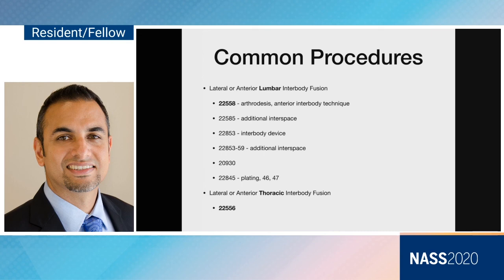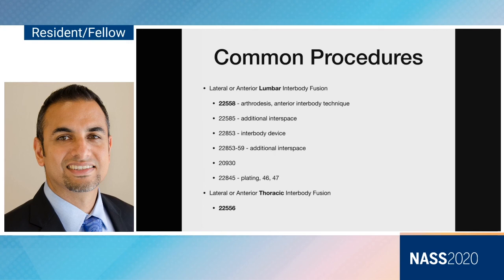If you do a separate level, this numerical scheme is a little off, but it's 22585. If you place a cage at that level, 22853, that represents the cage itself. If you did a 2-level lateral interbody fusion, let's say, or an ALIF, then for the second level, you can't use the same 22853, you have to add the 59 modifier.